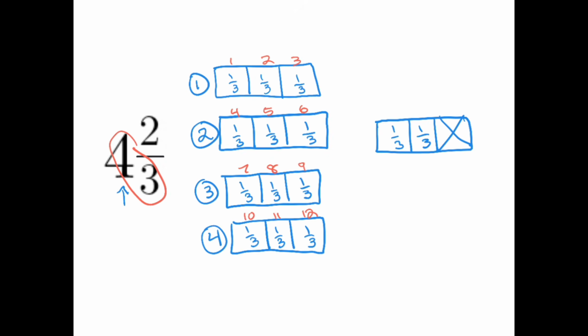We're going to add these to the 12. So we have 13, 14. So that is why you are doing 4 times 3. Then you are going to add the 2. So we end up having 14 thirds. So 4 and 2/3 is equal to 14 thirds.